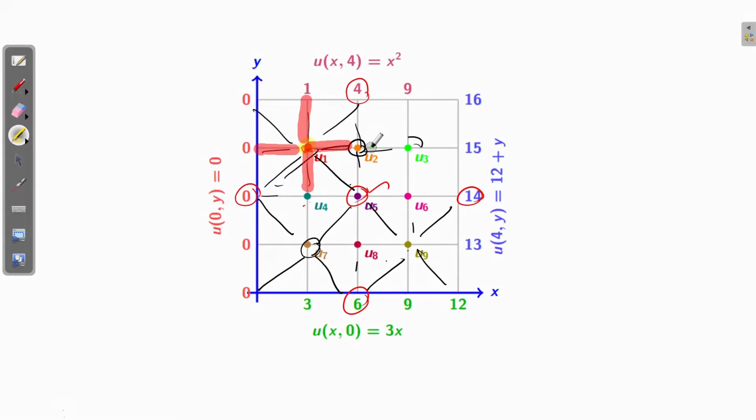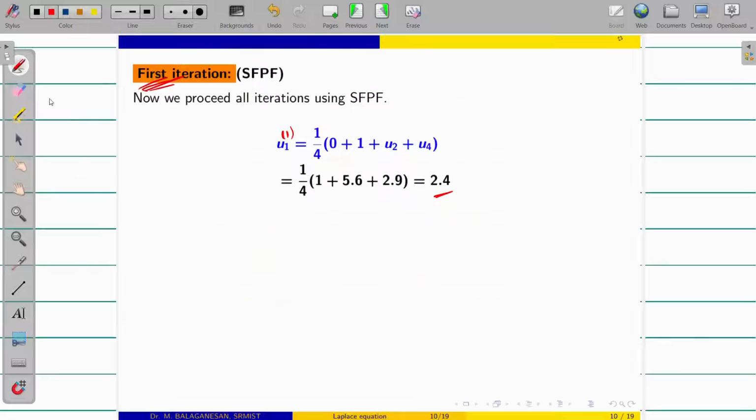Standard 5-point formula for u2. It will be u1 plus u3 plus 4 plus u5. u1 plus u3 plus 4 plus u5. Then what is it? That's it. u2 is equivalent to u1 plus u3 plus 4 plus u5.